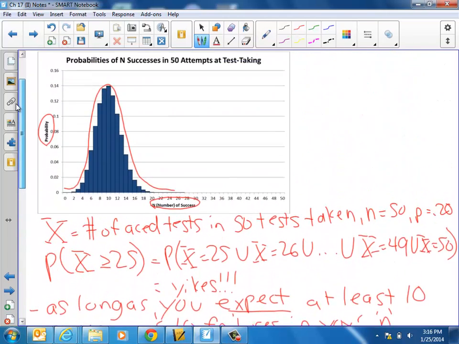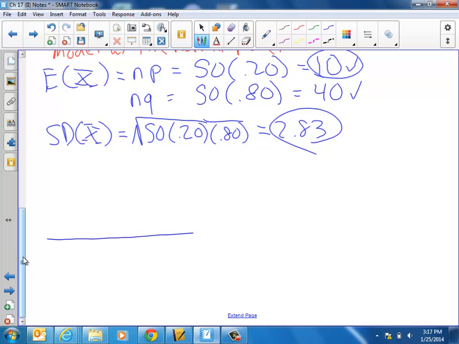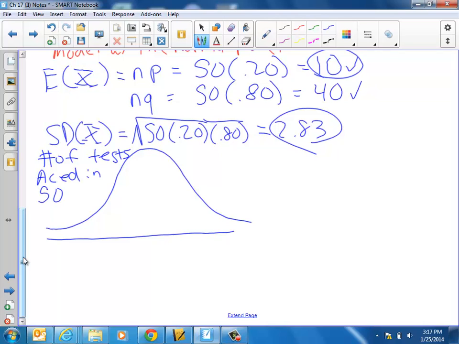So, up here we do not have a normal model. Don't use that histogram as a normal model. Let's go ahead and draw the approximation to the binomial model as a normal model. So, I am the king of leaving myself no room for a title. The number of tests aced in 50 is what this normal distribution is of. So, okay, we said that the mean of the binomial model here is 10. We expect to pass 10 of them. Standard deviation of 2.83. So one standard deviation out to either side, you are at 12.83. Or 7.17.